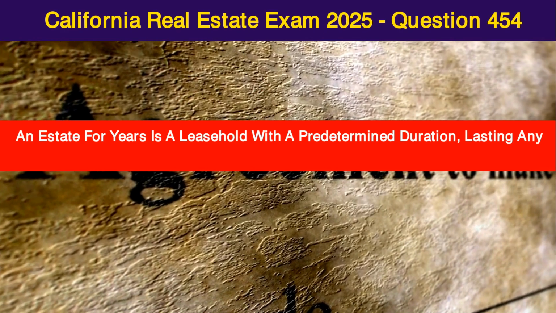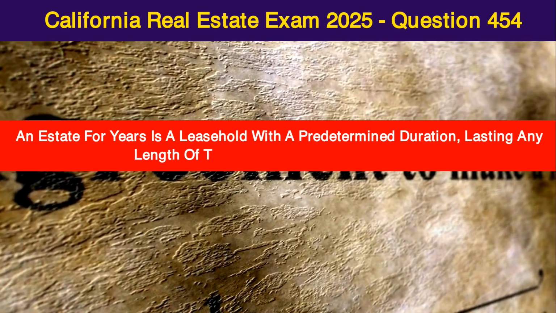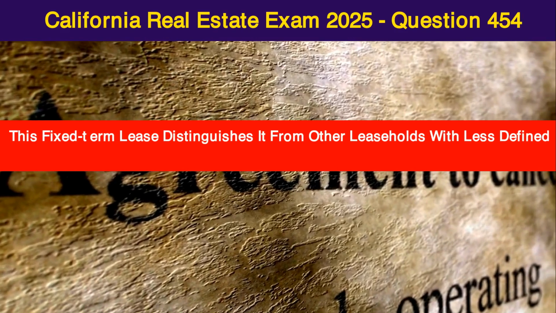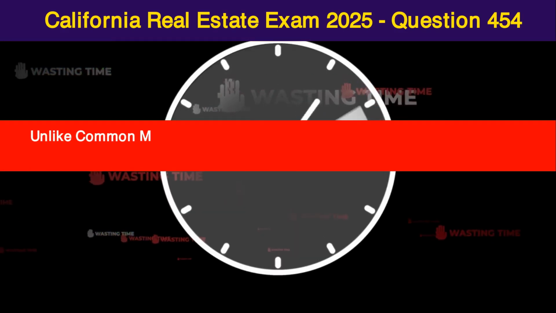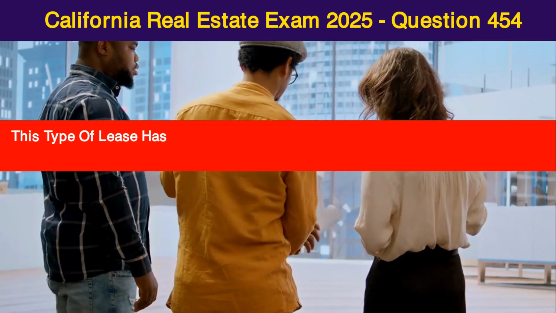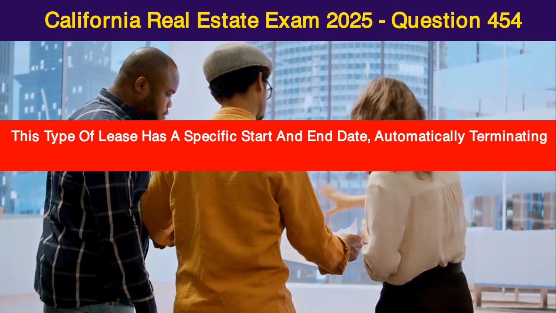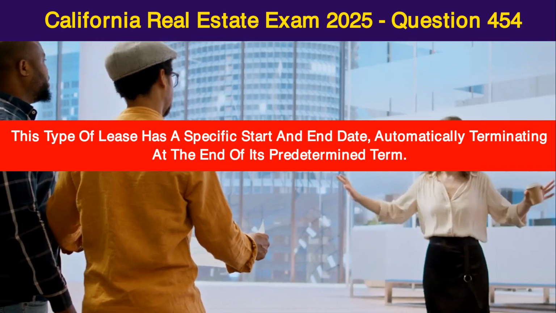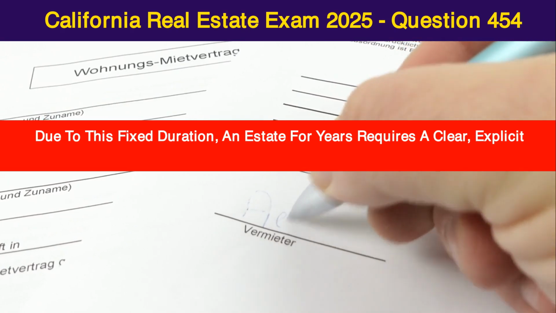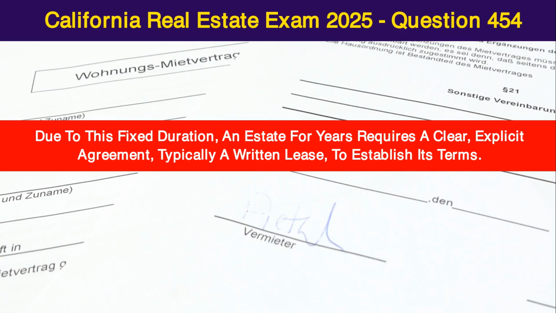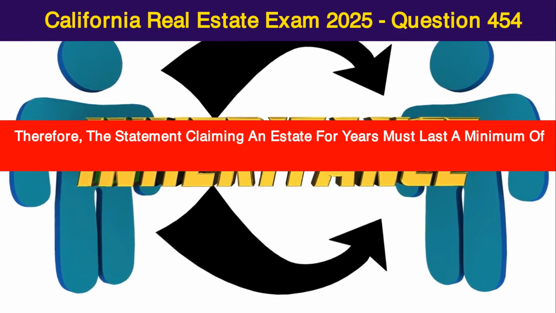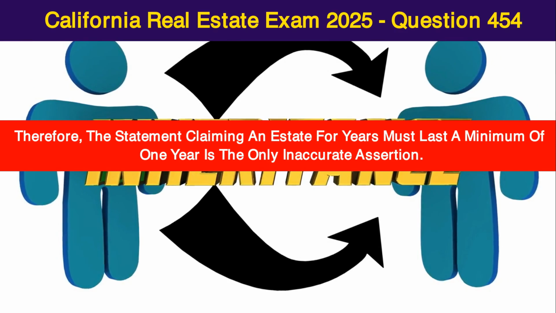An estate for years is a leasehold with a predetermined duration, lasting any length of time, not necessarily a full year. This fixed-term lease distinguishes it from other leaseholds with less defined terms. Unlike common misconceptions, the duration can be as short as days or weeks. This type of lease has a specific start and end date, automatically terminating at the end of its predetermined term. Due to this fixed duration, an estate for years requires a clear, explicit agreement, typically a written lease, to establish its terms. Therefore, the statement claiming an estate for years must last a minimum of 1 year is the only inaccurate assertion.